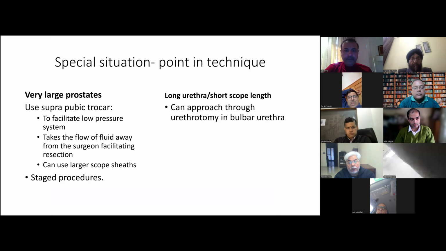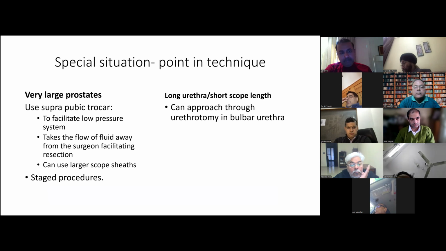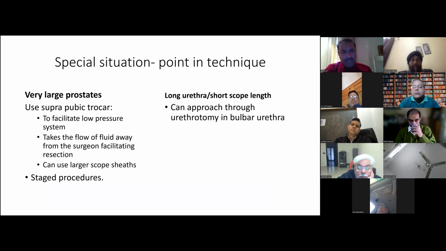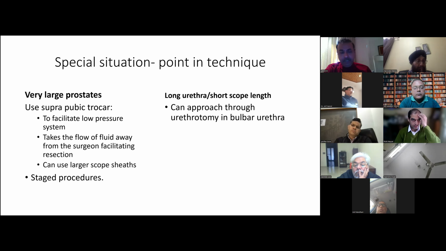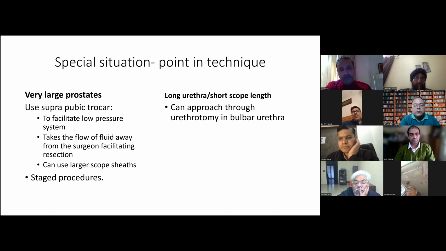Special situations, very large prostates. Sometimes people will ask you about the use of a suprapubic trocar, whether it can or cannot be used with the instrument at present. I have not used it for the last 10 years, but from a resident point of view, you should know why to use a suprapubic trocar and when to use it. What is the average size of the prostate beyond which you want to use it? Academically, 80 grams and above, they have recommended the use of a suprapubic trocar.